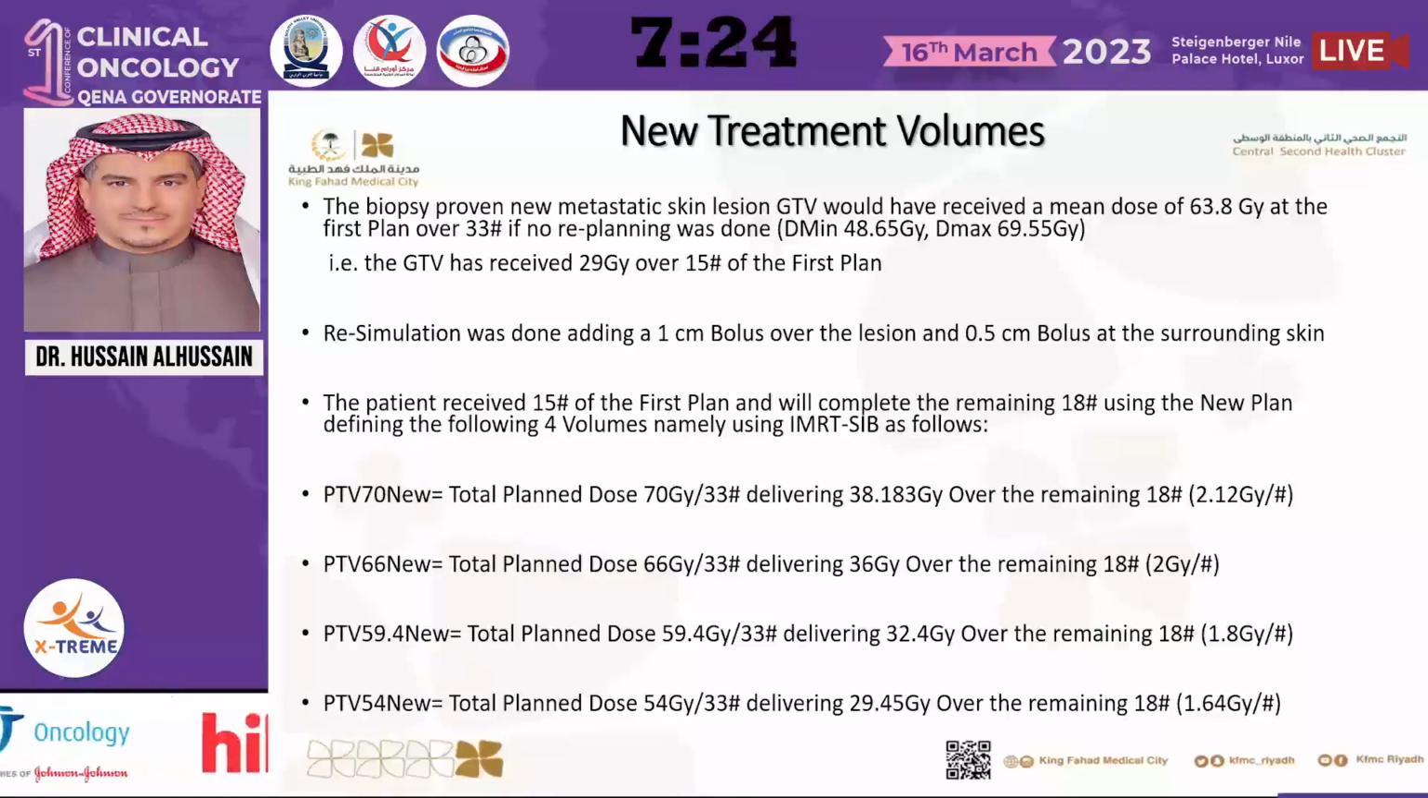The first volume is going ahead for 70 gray, with a total planned dose of 70 gray in 33 fractions, delivering 38.18 gray over the remaining 18 fractions, with a dose per fraction of 2.12 gray, so that we just pumped up the dose a little bit to cover and compensate for the previous 15 fractions that have been received at a lower dose to the tumor, which was just appearing after the first week of the treatment.